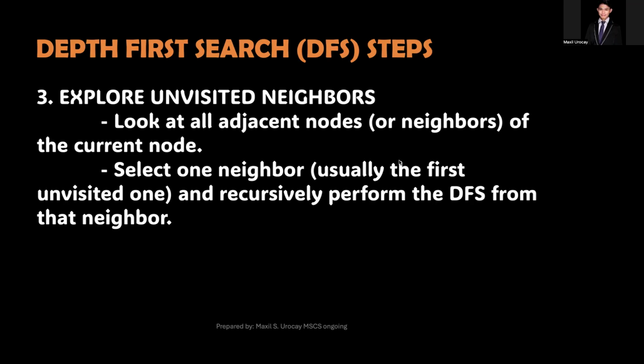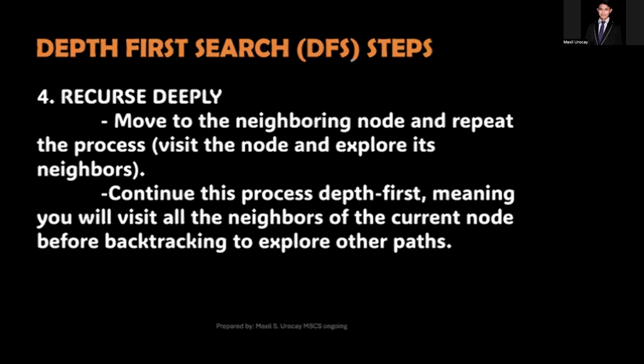Next, you have to recurse deeply. In this one, you move to the neighboring node and repeat the process. Visit the node and explore its neighbors. That means you continue this process depth first, visiting all the neighbors of the current node before backtracking to explore other paths. As I mentioned, you have to check at the deepest level in order to backtrack, or you must already be at the dead end before you perform the backtracking.